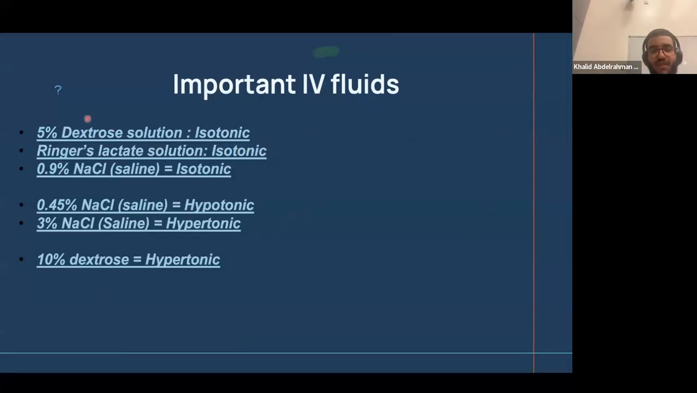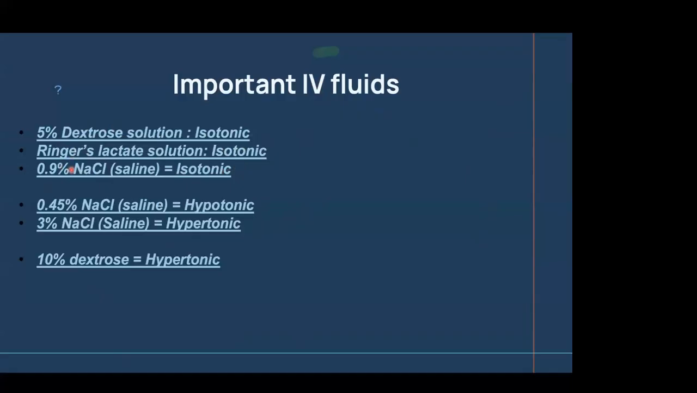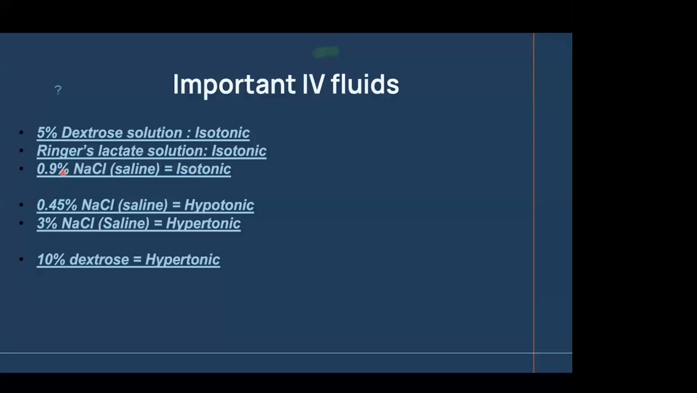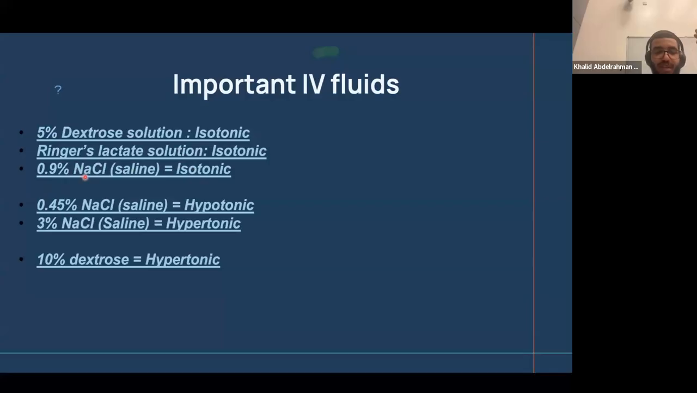Okay. We also have another solution called Ringer's lactate solution. It's also isotonic. Do we need to know what these things are, like dextrose? You don't need to know what they are, but you need to know that 5% dextrose is isotonic. It's very important. Okay, thank you. And then 0.9% NaCl, which is also called saline, is isotonic.